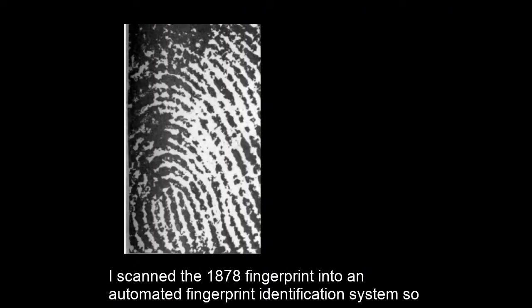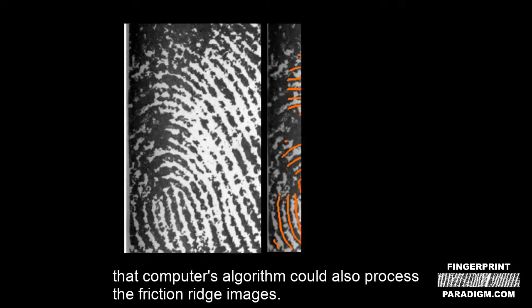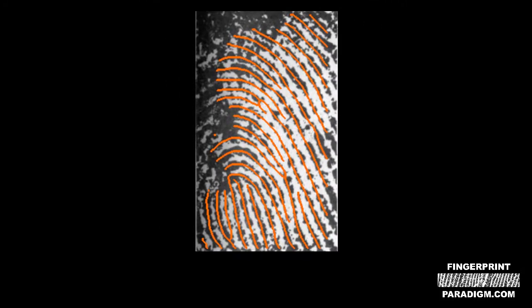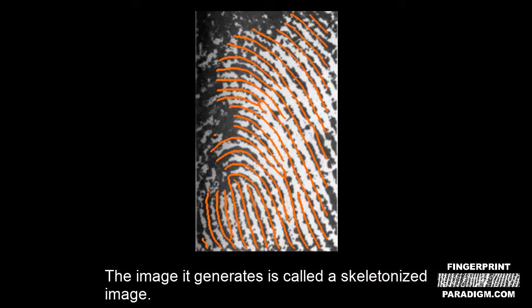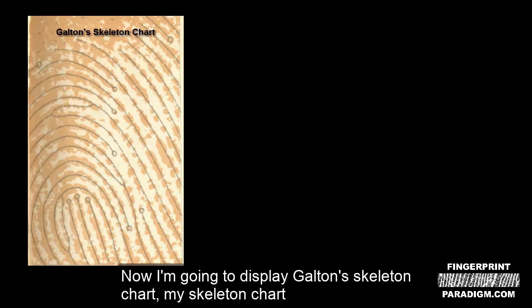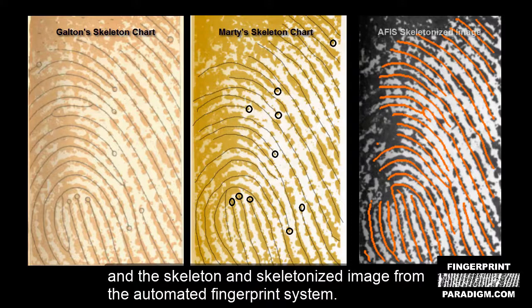I scanned the 1878 fingerprint into an automated fingerprint identification system so the computer's algorithm could also process the friction ridge images. The computer generates a graphical image of the ridge structure it interprets and digitizes. The image it generates is called a skeletonized image. Now I'm going to display Galton's skeleton chart, my skeleton chart, and the skeletonized image from the automated fingerprint system.